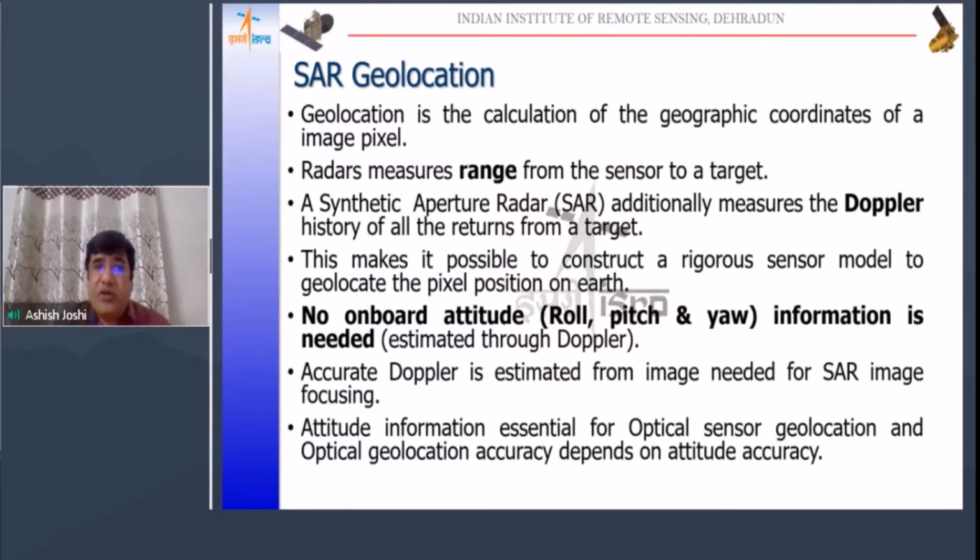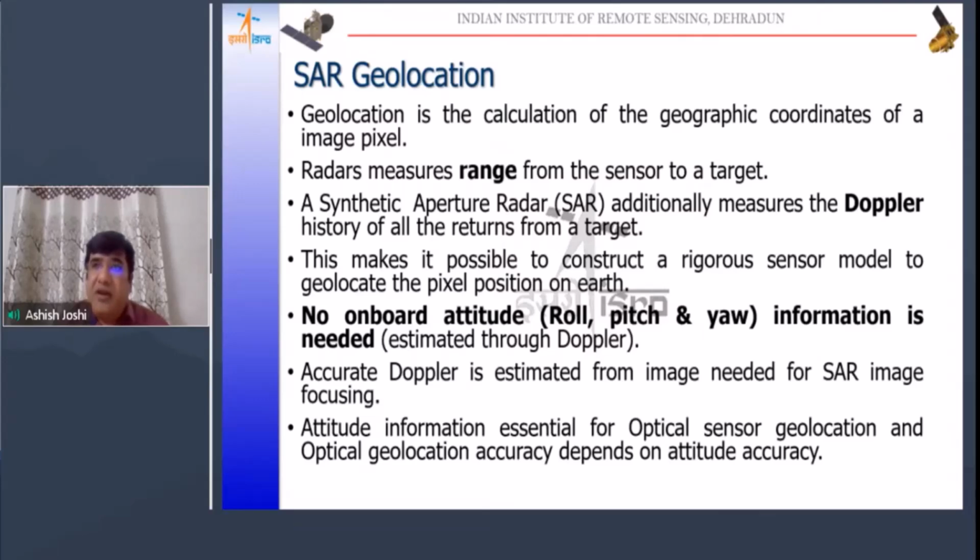So what is the SAR geolocation algorithm? Geolocation is the calculation of the geographic coordinates of an image pixel. Radar measures the range from the sensor to the target. Okay, so normal radar measures the range from sensor to target, but the synthetic aperture additionally measures the Doppler history of the returns from the target. So the SAR also measures the Doppler history, as I have told in my previous webinar, like it calculates the Doppler. So this makes it possible to construct a rigorous sensor model to geolocate the pixel position on Earth.